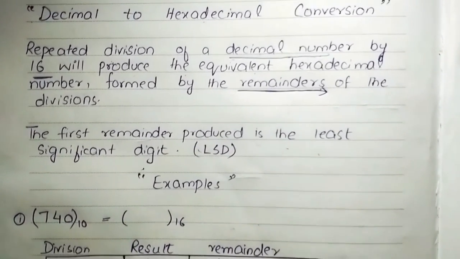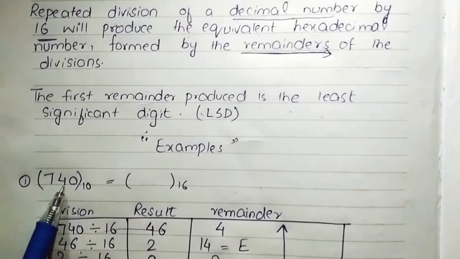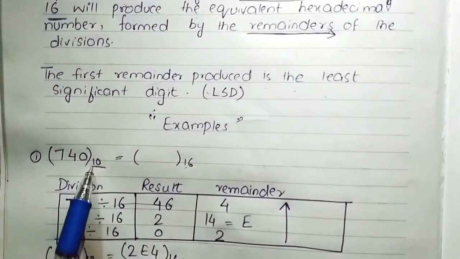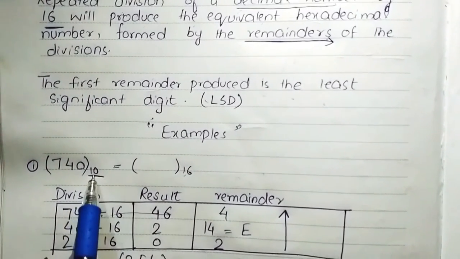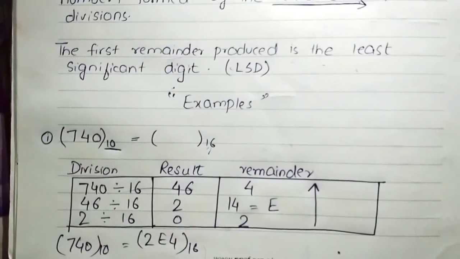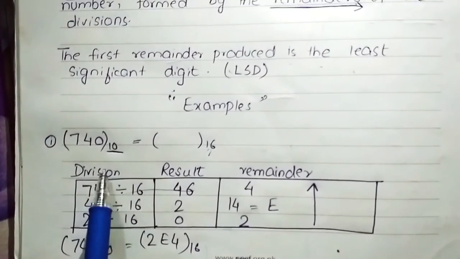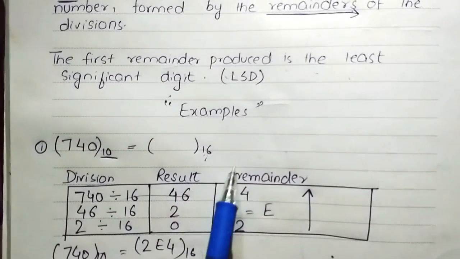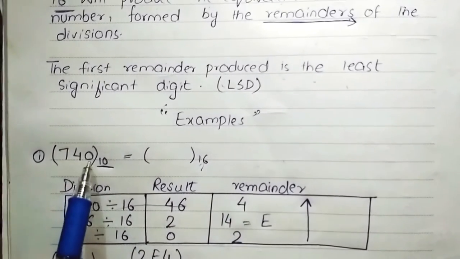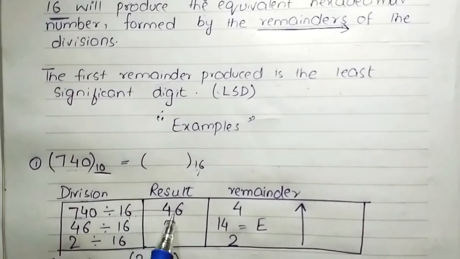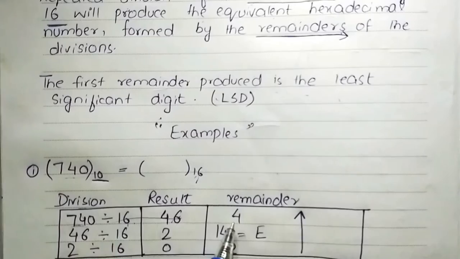The first example is we are supposed to convert 740 base 10 to hexadecimal. As its base is 10, this is a decimal number and we will convert it into hexadecimal. So we will follow this table. In this table, our first column is division. Here we will perform the division, here we will write the result and here we will write the remainders. First number is 740. We will divide 740 by 16. The result will be 46 and the remainder will be 4.